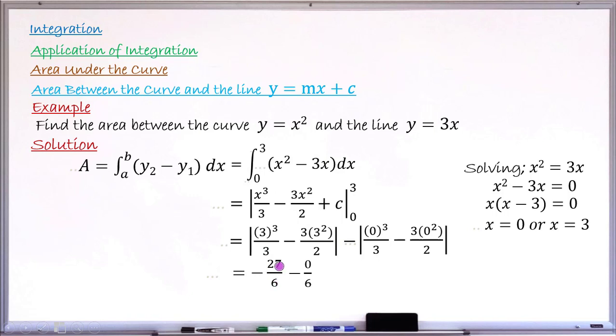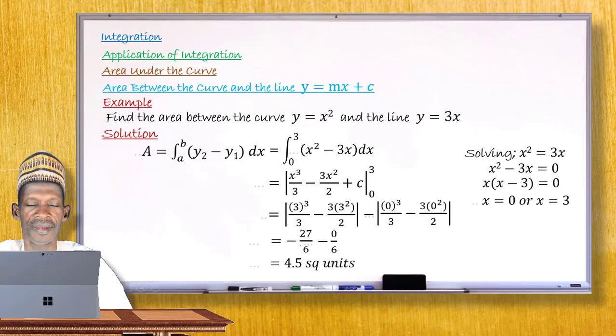And if you now divide 27 by 6 and disregard this negative sign, because area will not be negative, you are now going to have 4.5 square units as the area between this very curve and the straight line y equals 3x.